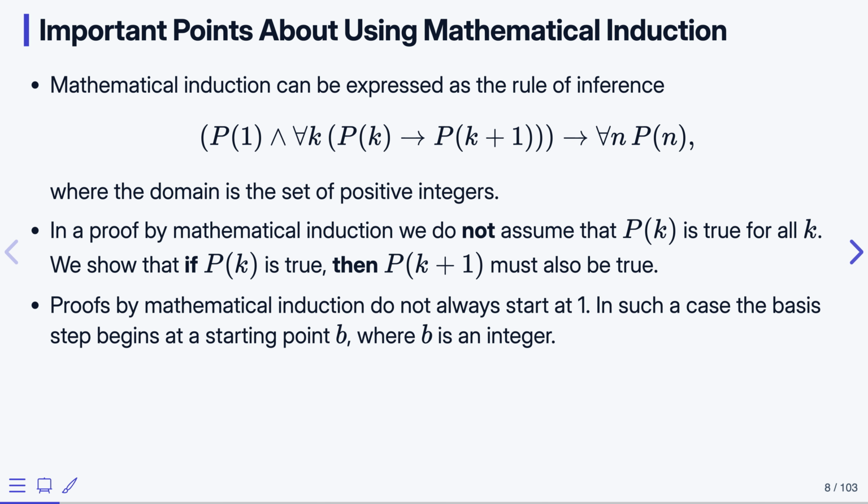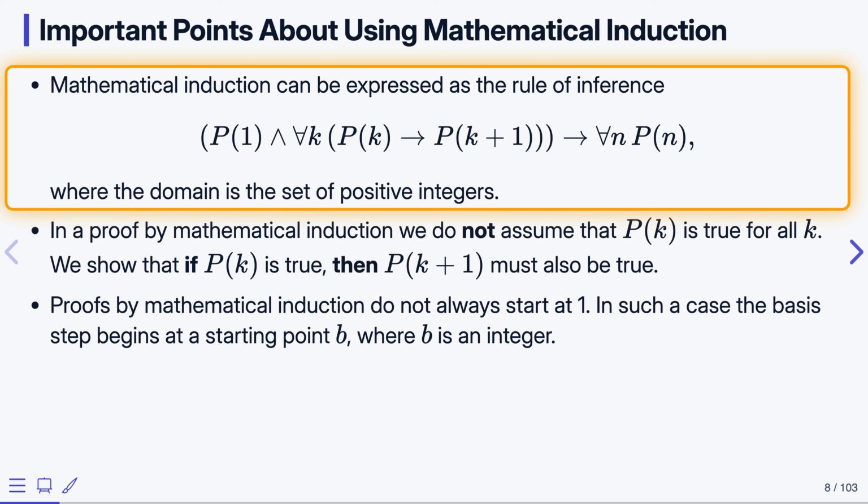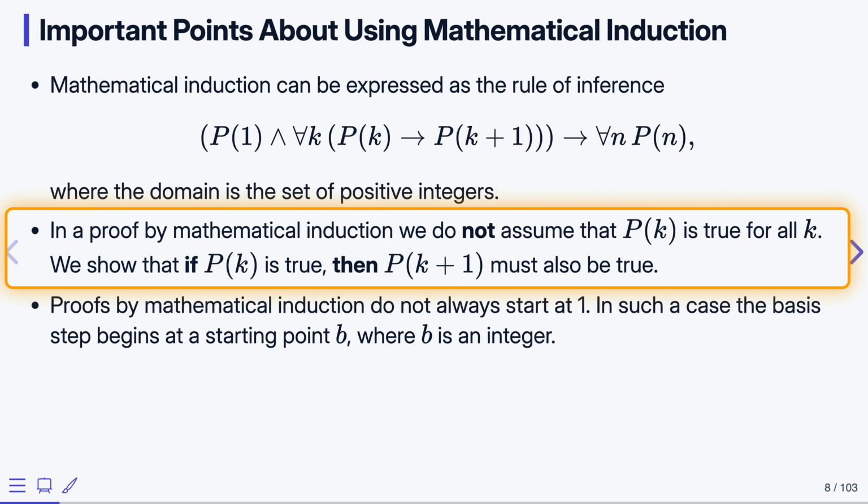3 important points about using induction. First, we can write induction as a rule of inference. If P(1) is true, and for every k, P(k) implies P(k+1), then P(n) is true for every n, where n runs over the positive whole numbers. Second, be careful. We do not assume that P(k) is true for all k, we assume it for one k, and then we show that P(k+1) follows.